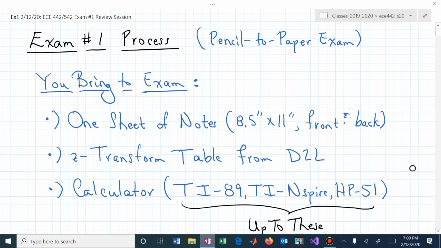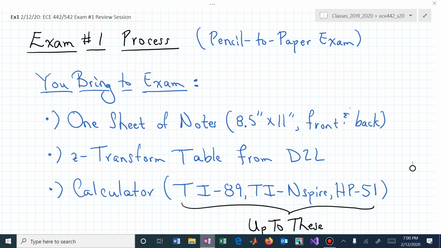442-542. This is a special session of the class, not a special section, and we're going to be reviewing exam number 1. And first, let's just talk about the process.